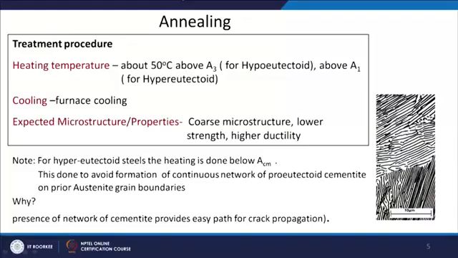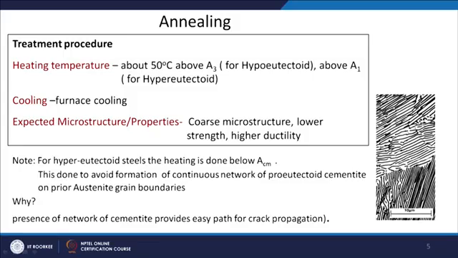First one is annealing, either you can say full annealing or you can just say annealing. What is the treatment procedure? Heating temperature is about 50 degrees Celsius above A3 temperature. So, A3 temperature is there, so you just go 50 degrees Celsius above that, and there you hold it. For hypoeutectoid steel it is 50 degrees Celsius above A3, and for hypereutectoid it is 50 degrees Celsius above A1 temperature. So, in this case we are not crossing the ACM temperature. And then cooling will be done by furnace cooling.